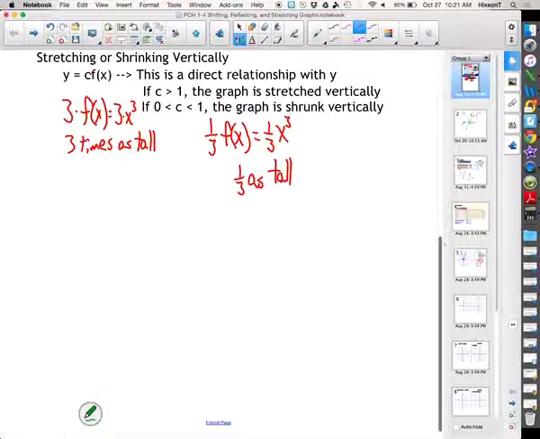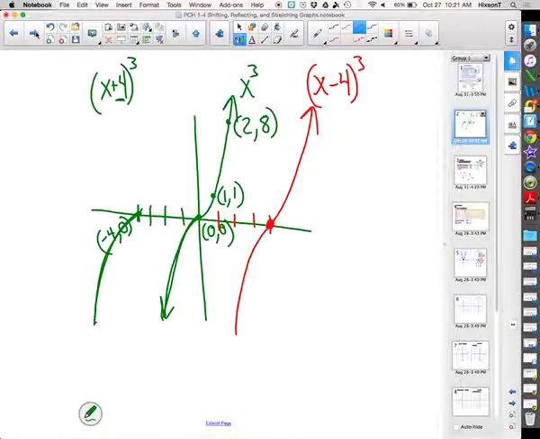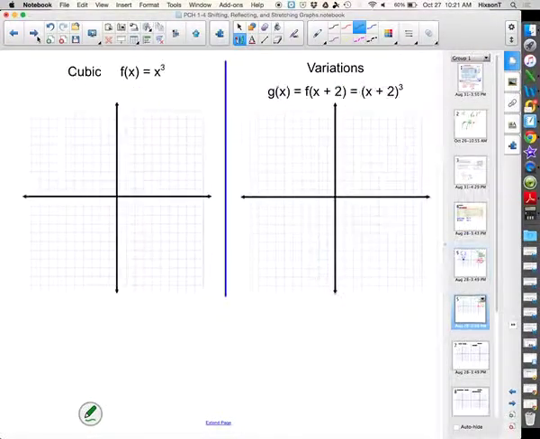But to answer your question, the more you compress it vertically, it is going to naturally spread out wider. And the more you stretch it vertically, it is going to narrow. Okay? Alright, good question though.